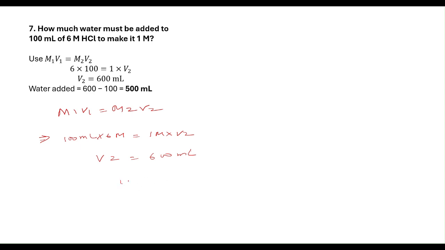So the 100 ml of HCl will be taken in a beaker, and we will add water to make it 600 ml. So 1 molar HCl will become of 600 ml volume. So this will be the answer. How much water will be added? 500 ml of water will be added. This much water we have to add. They are asking how much water you need to add to make it 1 molar solution from 6 molar HCl of 100 ml amount.